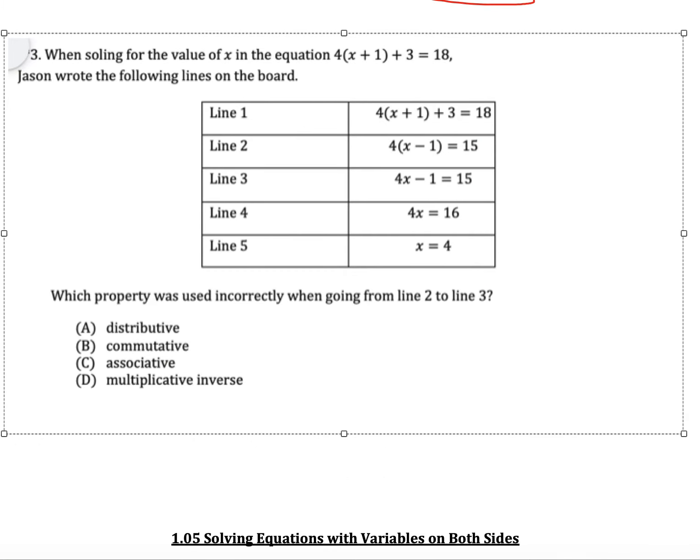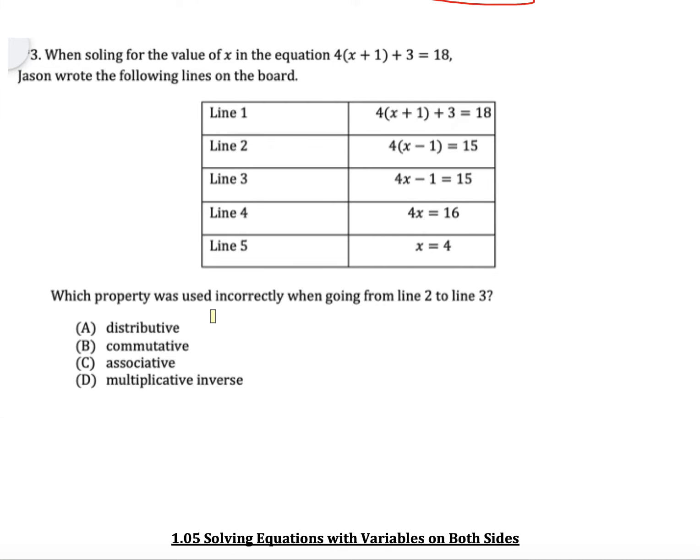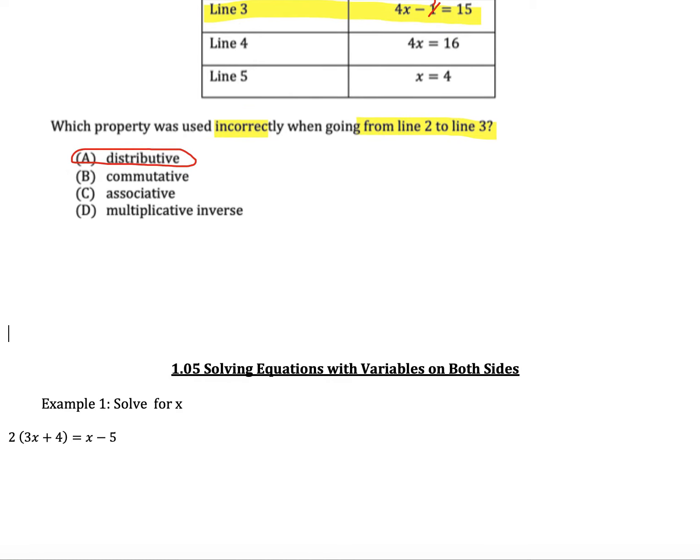Okay, next up is number 3, the extra credit. Here they ask us what property was used incorrectly when going from line 2 to line 3. So line 2, line 3. I noticed that they distributed because that's how you got 4x. By distributing, 4 times x is 4x, and 4 times -1 is -4. So this should have been -4. So there we go. The distributive property is what they did incorrectly because they didn't do both terms. They only did one term, which is a common miscue as you go here.